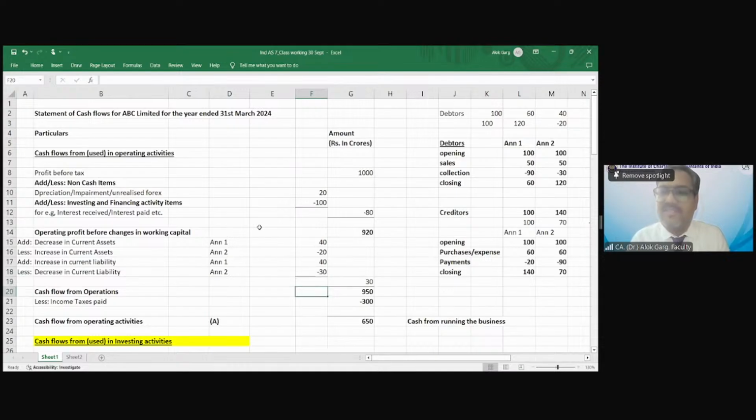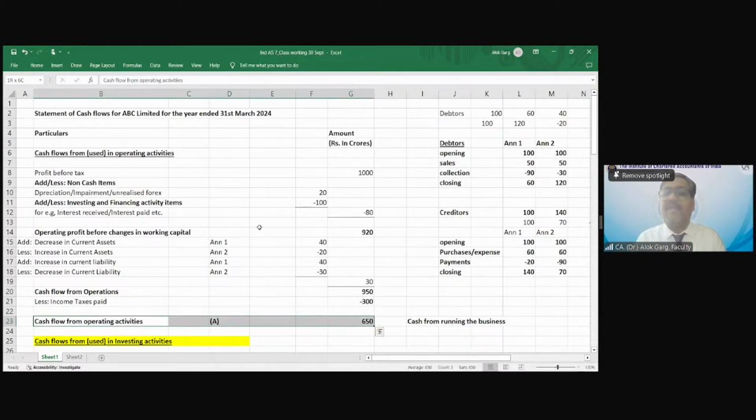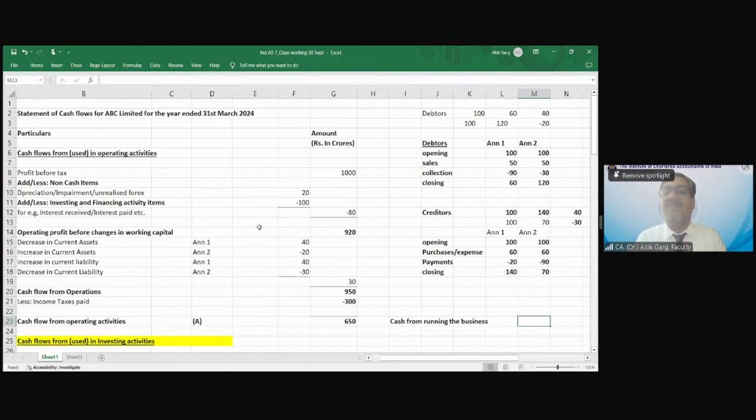Okay. So with this, when you adjust your operating profit before changes in working capital, when you adjust your working capital movement, you got the cash flow from operations. And in the cash flow from operations, when you reduce your income tax paid, you will get the cash flow from operating activities. And this cash flow from operating activities is cash from running the business.